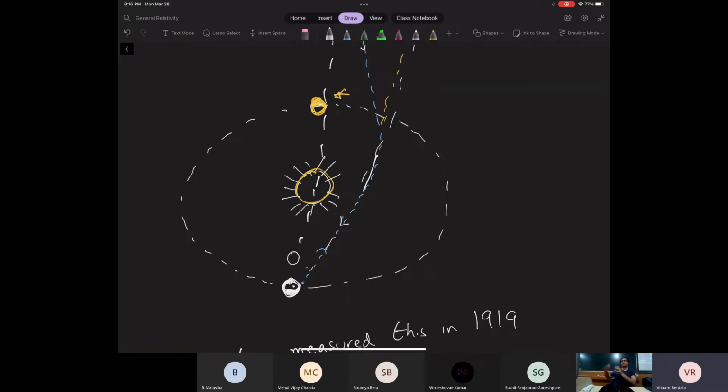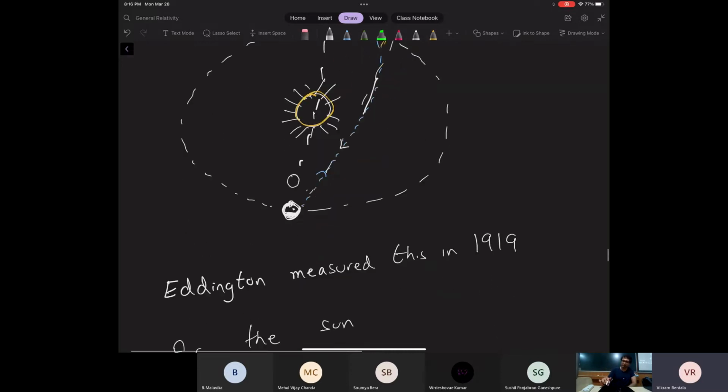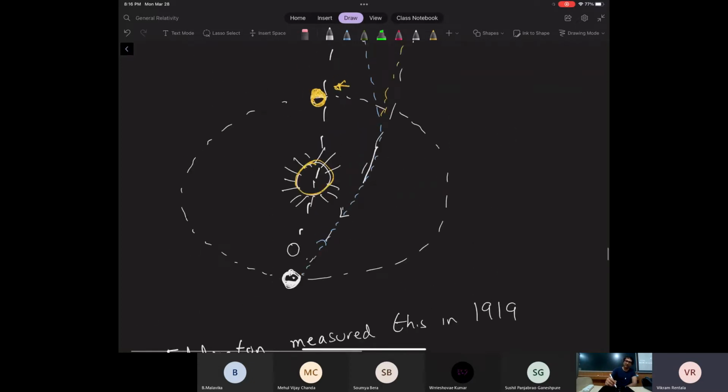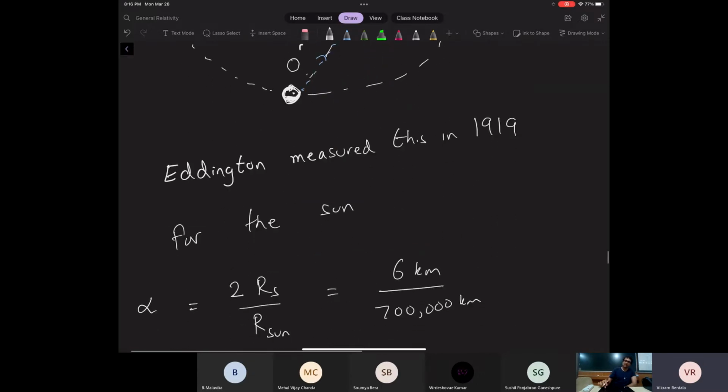And so Arthur Eddington took a trip to Africa to measure the solar eclipse, this deflection of light. What he found was very good agreement with this deflection. So let's see how big an effect this is. Let's imagine that this light is passing right near the surface of the sun, so it's just getting deflected around the sun.